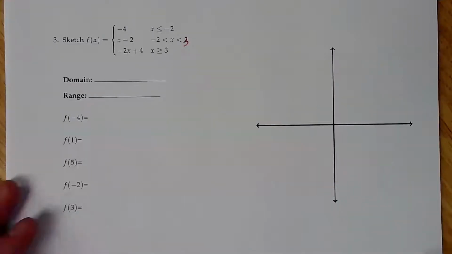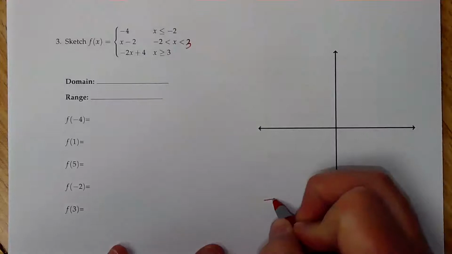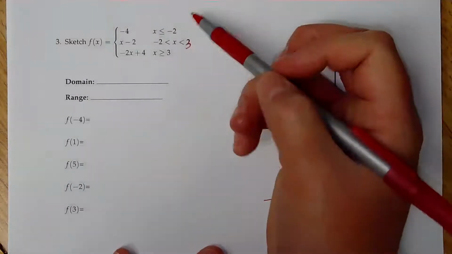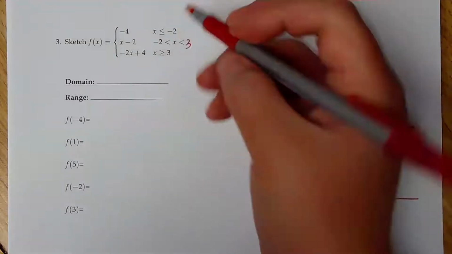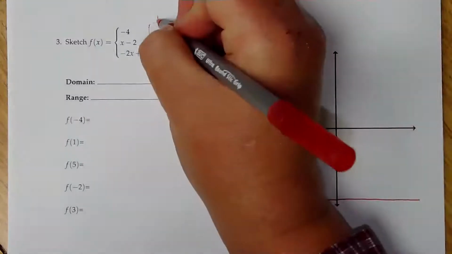Okay, so this piecewise function has 3 different parts to it. But it doesn't matter how many parts there are, we'll still use that same process. So we're going to start out by putting a number line down below. And when I'm looking at this, I need to put my fence lines in first. I'm going to focus on these domain pieces here.